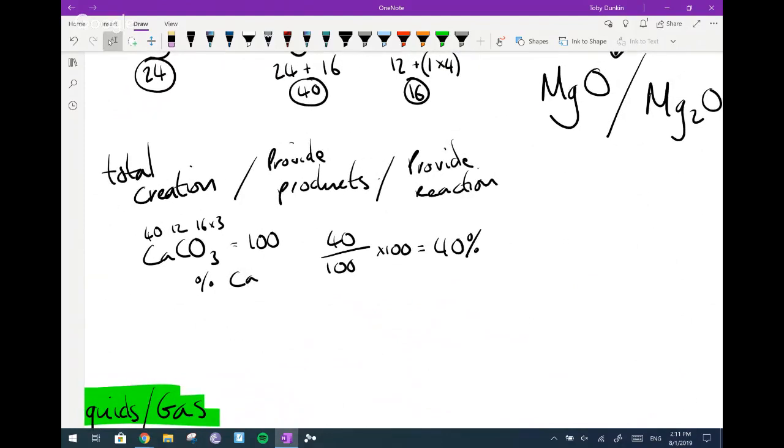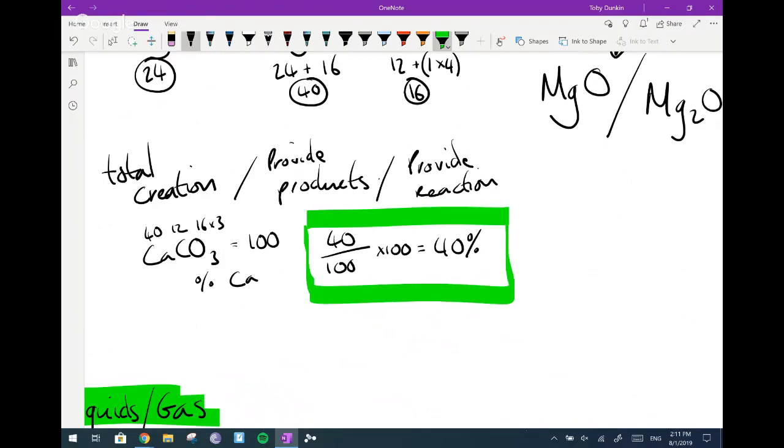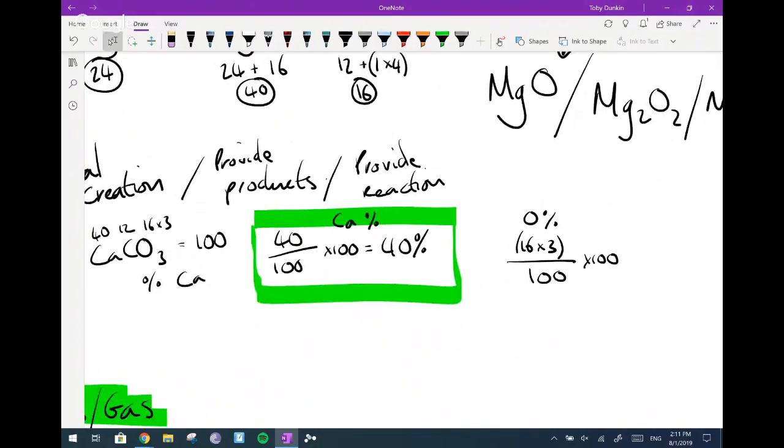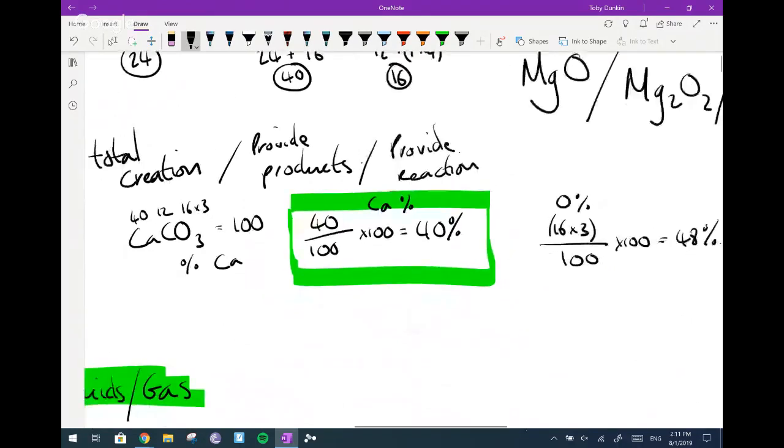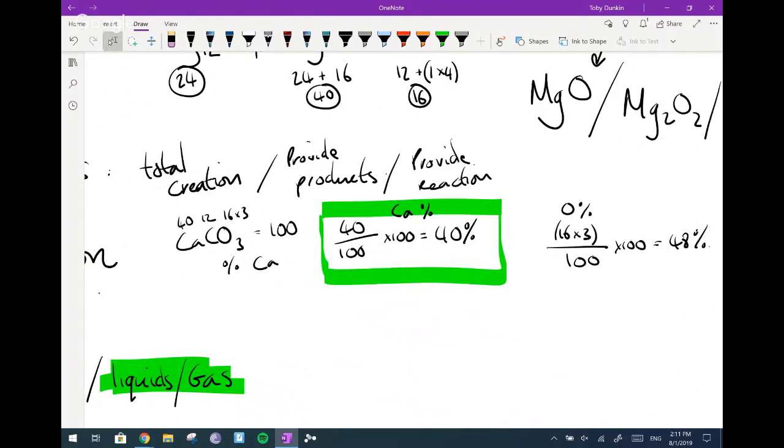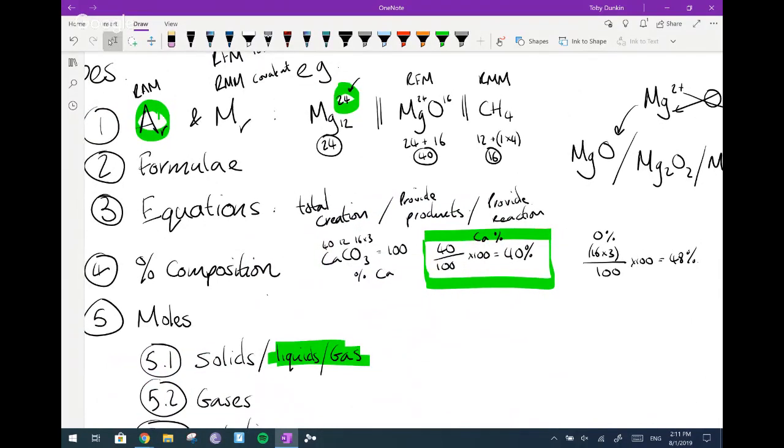Okay, back to percentage composition. Now, of course, the calcium one, I've got to be careful. As a chemistry teacher, you learn when things cause trouble, and this is one of them. The calcium is very straightforward because there was one of them. Whereas if I was doing the percentage of oxygen, then that's a bit more tricky because I need to do 16 times 3 over the total of 100 times 100. So 48%. So that one's a bit trickier. It's something that requires practice. It's very straightforward in reality.